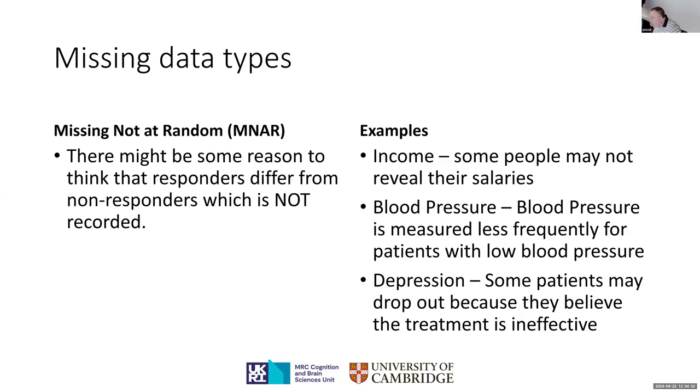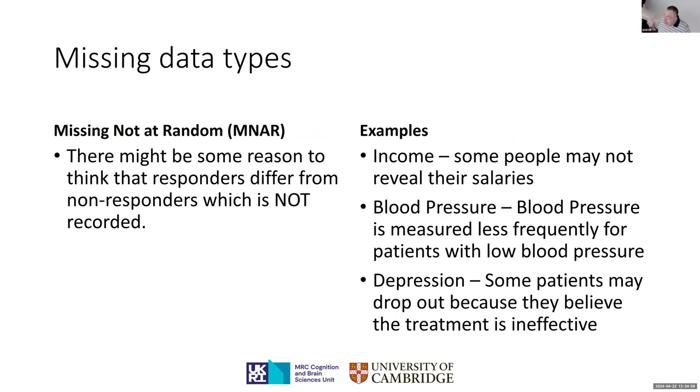The one that you don't want, and it's actually possible to test this, is missing not at random, where the value of the outcome variable is related to the missingness. A few examples are there on the right. It may be some people don't want to reveal their income. It might be that people on very low or very high incomes may not be revealing that. So that's related to the size of income.